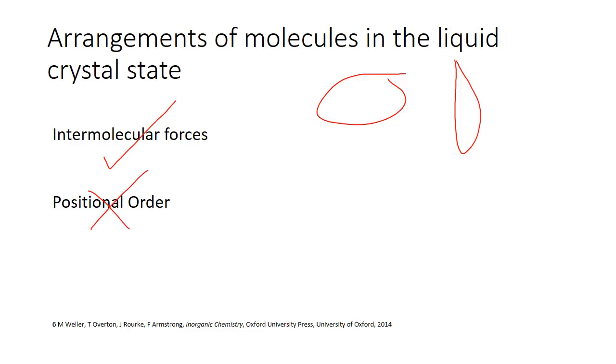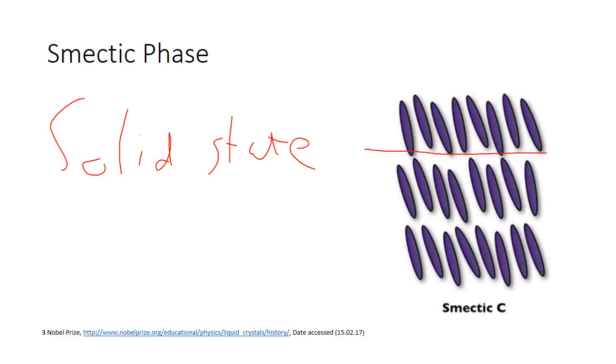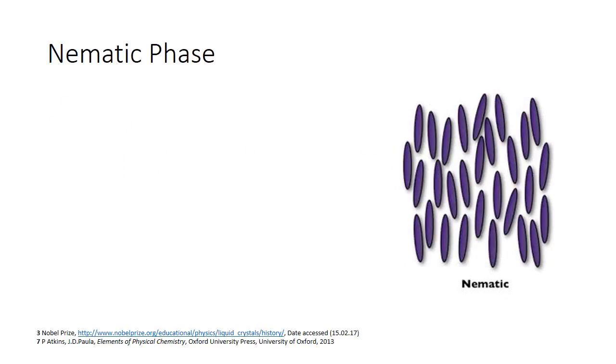There are two phases of liquid crystals, the first one being the smectic phase. This phase is closest to the solid state due to the strength of the intermolecular forces that are still present. This means that the layers cannot move over each other. However, the most commonly used phase is the nematic phase. This is closest to the liquid phase, and molecules form twisted structures.